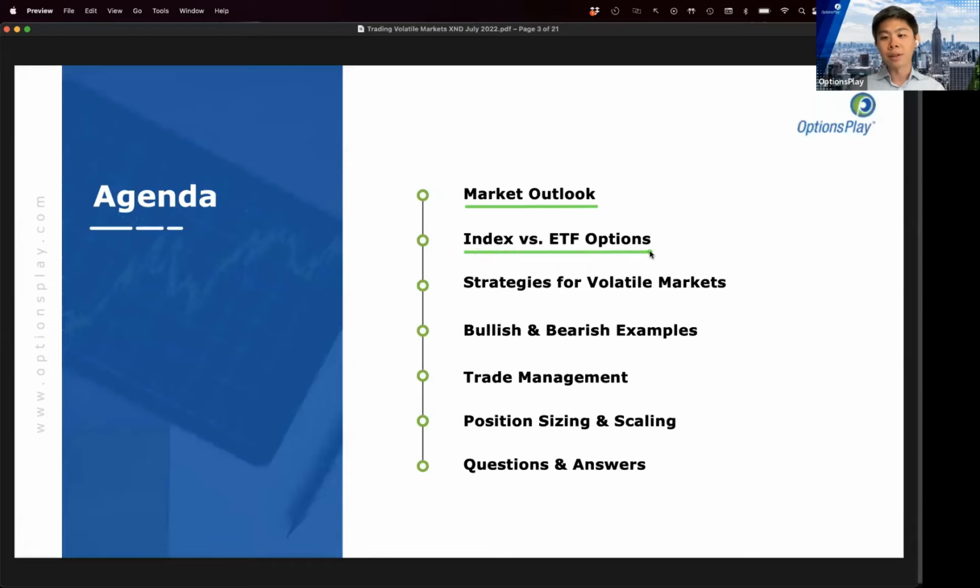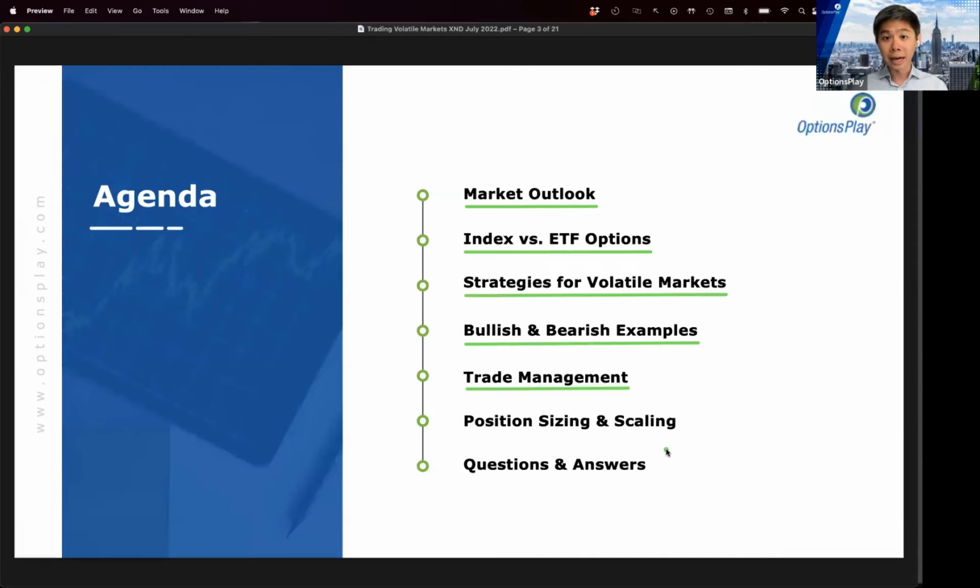Then I'm going to take a little bit of time and really talk about the difference between index and ETF options. Many of you currently trade ETF options. Today, hopefully, I'll also show you a little bit about index options and what's different about them, what benefits you might potentially get. And then we'll talk about the strategies for this current market. I'm going to use both bullish and bearish examples, but I'm going to show you my directional view and what type of structure and strategies I would use in this current market environment.